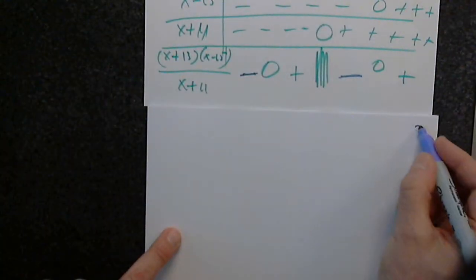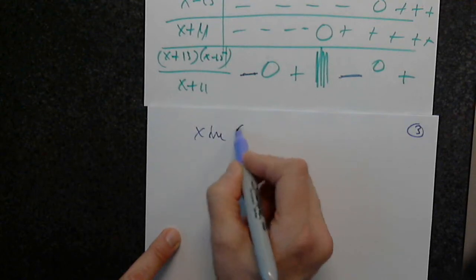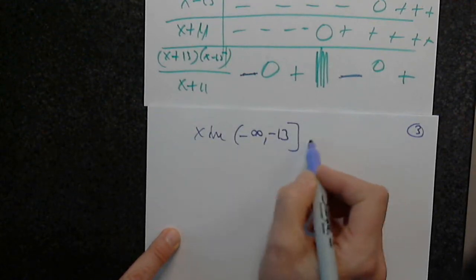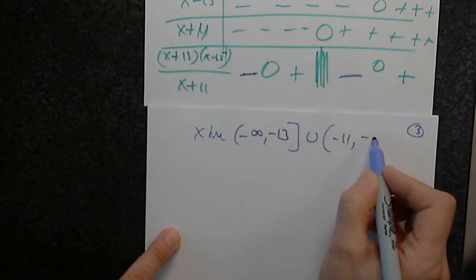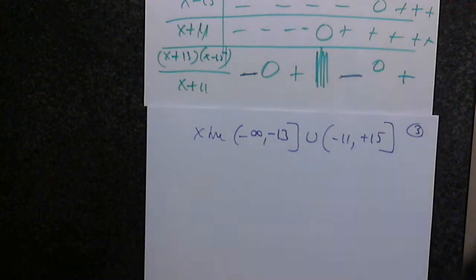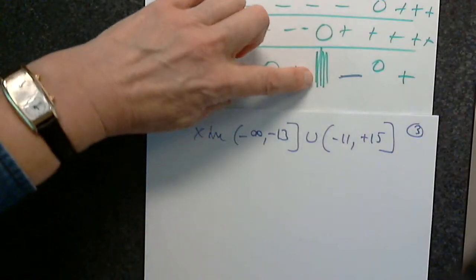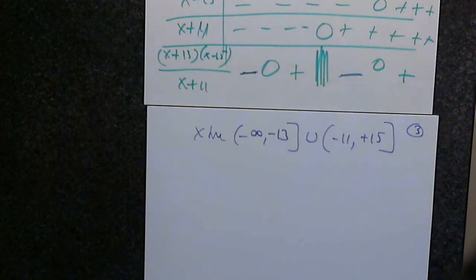So x in the interval negative infinity, negative 13, union, negative 11, positive 15 with the bracket. The only one that I cannot have included is at negative 11 because it's undefined.